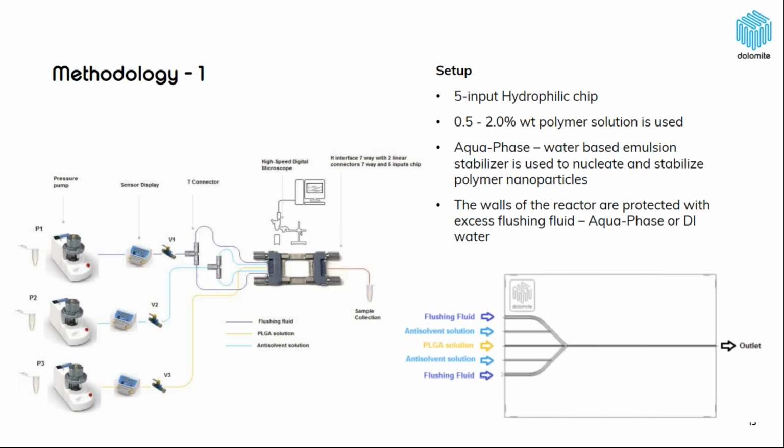taken off the chip. So this system currently works and has been tested for PLGA concentrations anywhere between 0.5% to 2%. This system has been verified with our own emulsion stabilizer called Aquaphase, and the flushing fluid is typically deionized water. So the big benefit is, other than water and a little bit of an emulsion stabilizer in there, the only other material in the solution is PLGA nanoparticles. So it's a very clean, very flexible system.